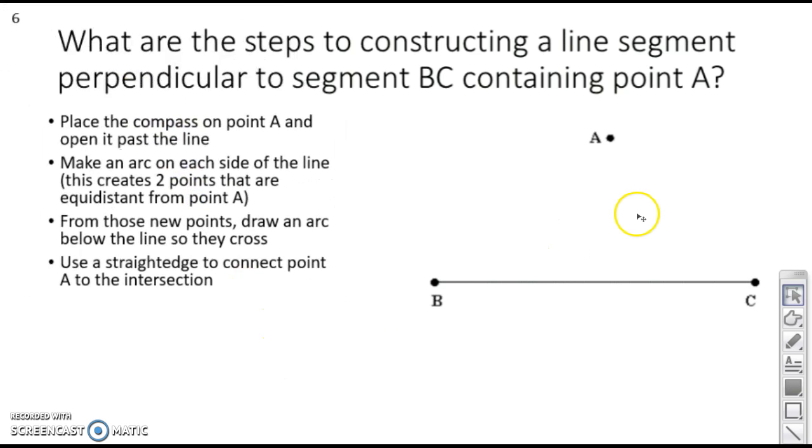So in this case, we would place our compass on point A, open it past the line, make an arc on each side to give us those 2 points that are equidistant, and then put your compass on one of those points, open it more than half your line segment, make an arc below, put it on the other one, make an arc below, and then use your straight edge to connect them.